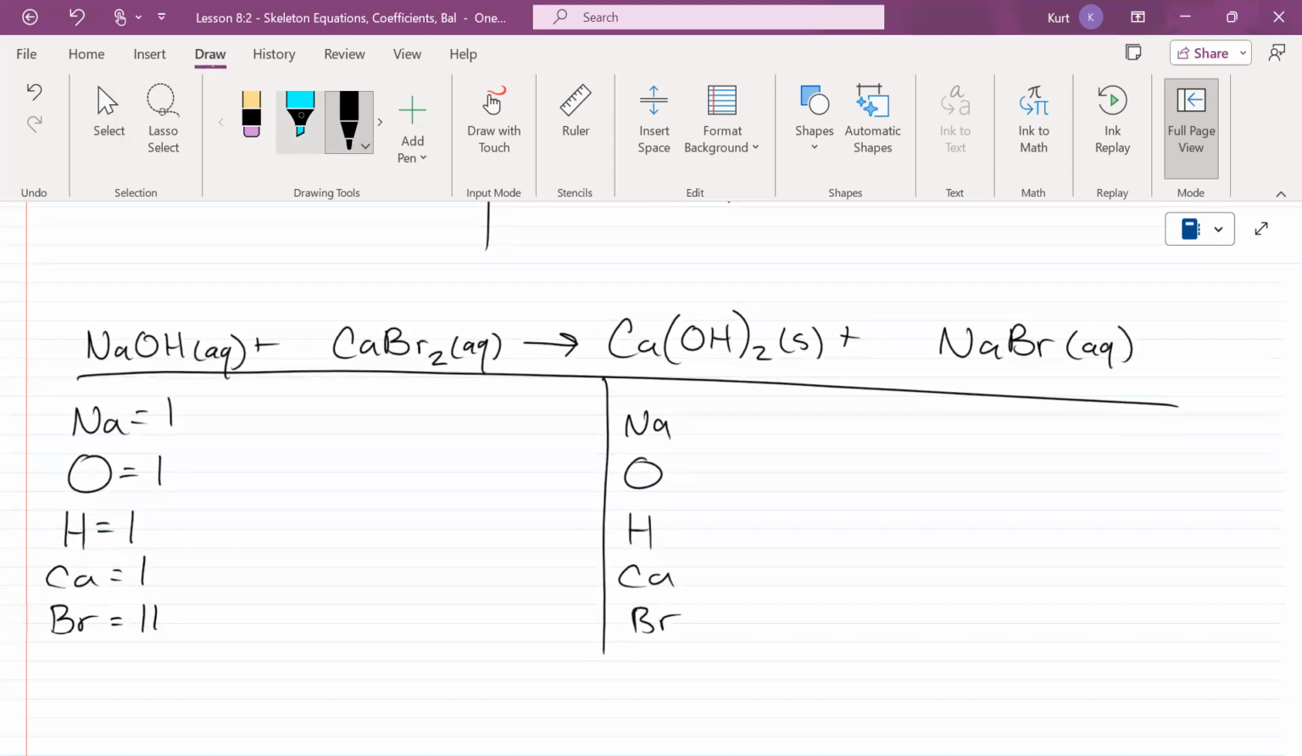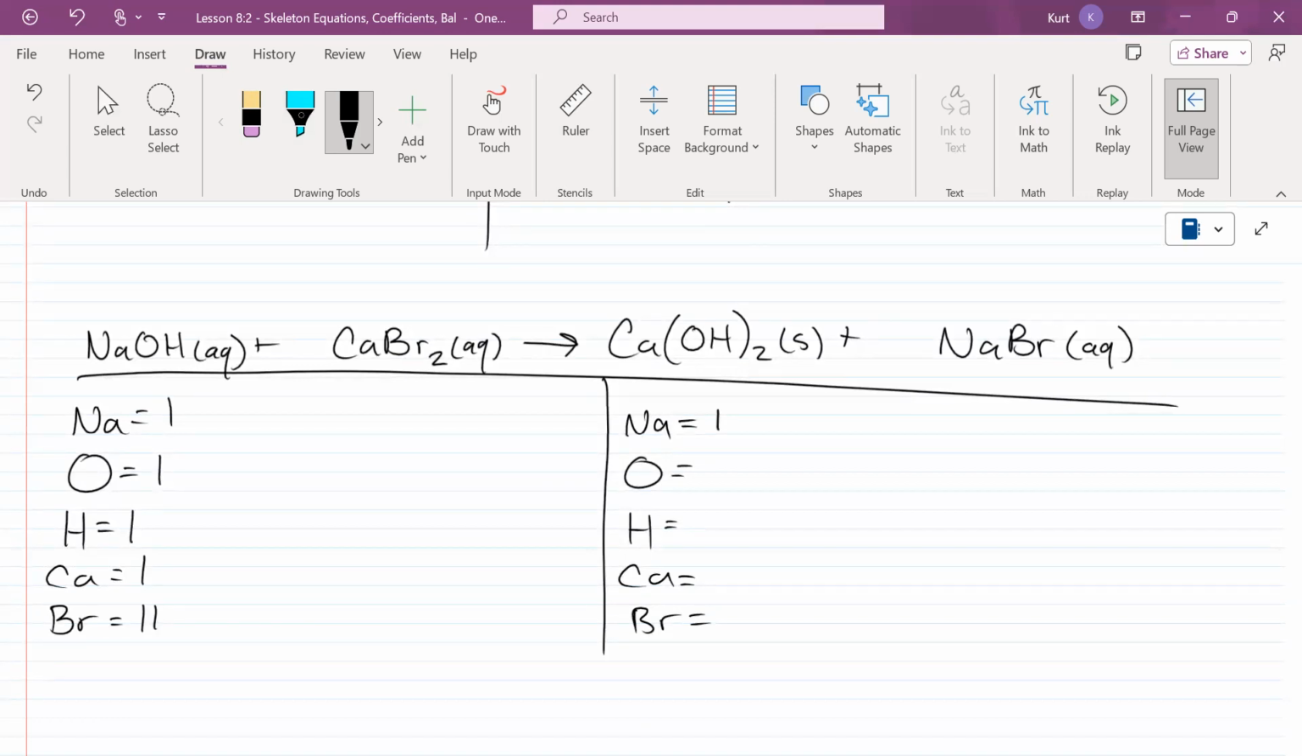All right. Olive, product side is everything to the right of the arrow. This is things that are being made.